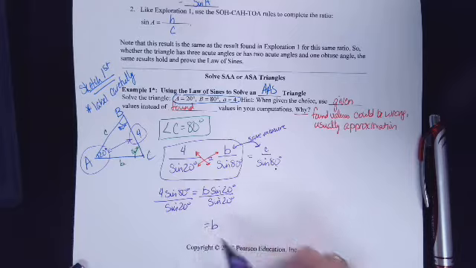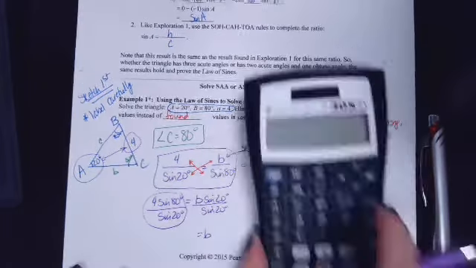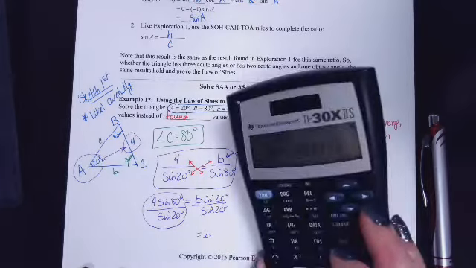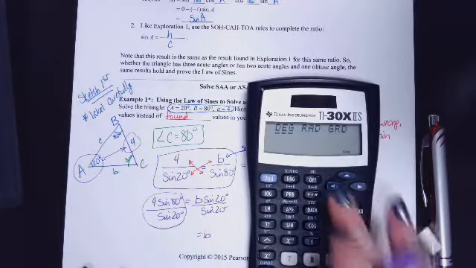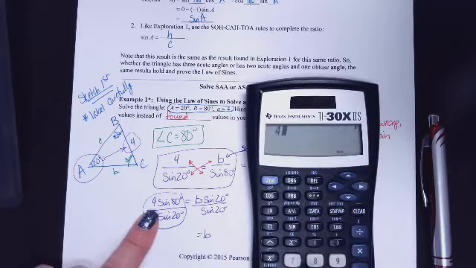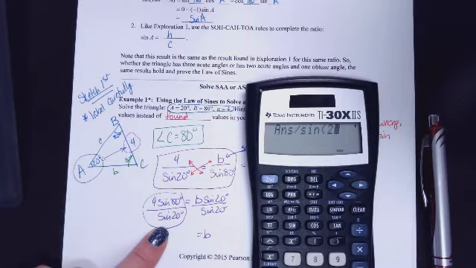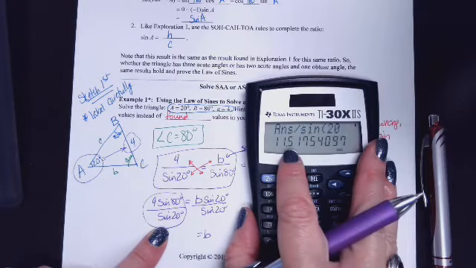And B is equal to, and this is just what I plug into my calculator. So make sure that I am in degree mode, and I'm not. In degree mode now, I'm going to do 4 times the sine of 80 degrees. And I'm going to divide that by the sine of 20 degrees. And that leaves me with a side length.